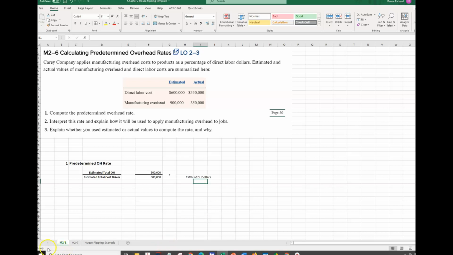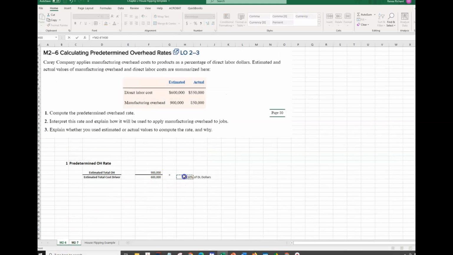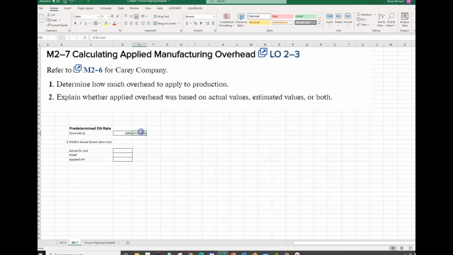Okay, let's do the next problem. M2-7, calculating applied manufacturing overhead. So once we have that rate, what do we do with it? We're working on a job. We have direct materials and direct labor. Now we need overhead. We're going to apply overhead to that job. So using the material from M2-6, we're going to take that overhead rate. So let's go back here and pick up the overhead rate of 150% of direct labor cost dollars.